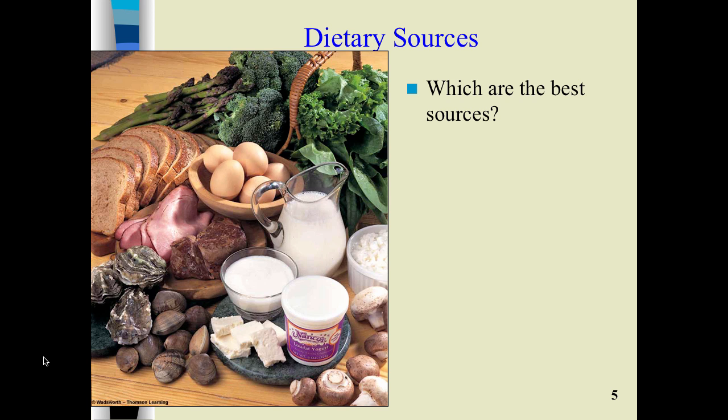But other significant sources of riboflavin include eggs, and enriched and fortified cereals.